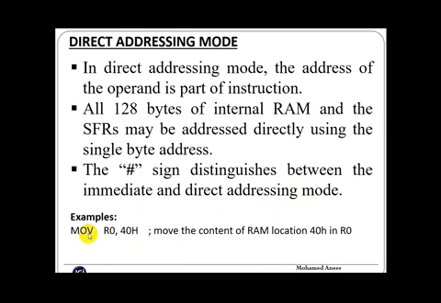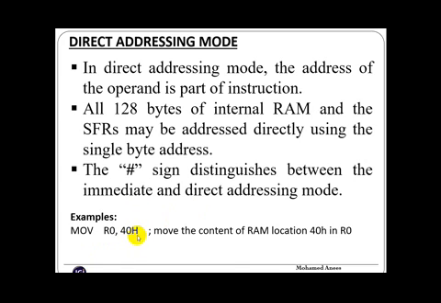As an example, MOV R0, 40h. Now as you can see, at the source end, the direct RAM location 40h has been mentioned, but no hash symbol has been written. Why? Because hash symbol is written only if you want to write an immediate value. So if you want to mention a RAM location, that pound sign is not written. So that pound sign basically differentiates between an immediate and a direct address.